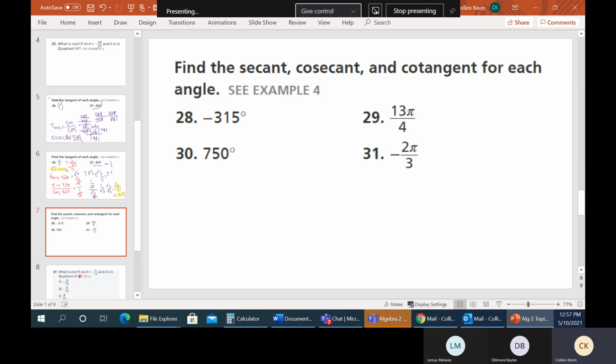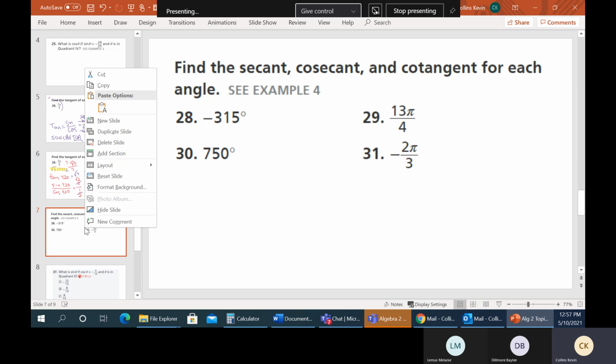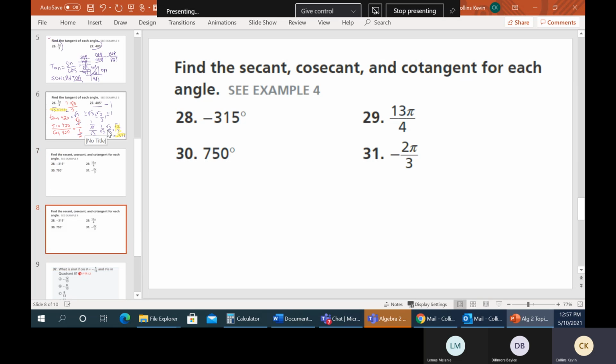All right, so secant, cosecant, and cotangent of each. Probably going to go ahead and duplicate these screens a couple times because we're probably going to need the space. Okay, so how do we figure out secant, cosecant, and cotangent? Well, it kind of goes like this. And again, I want to show you how to do this on the calculator.